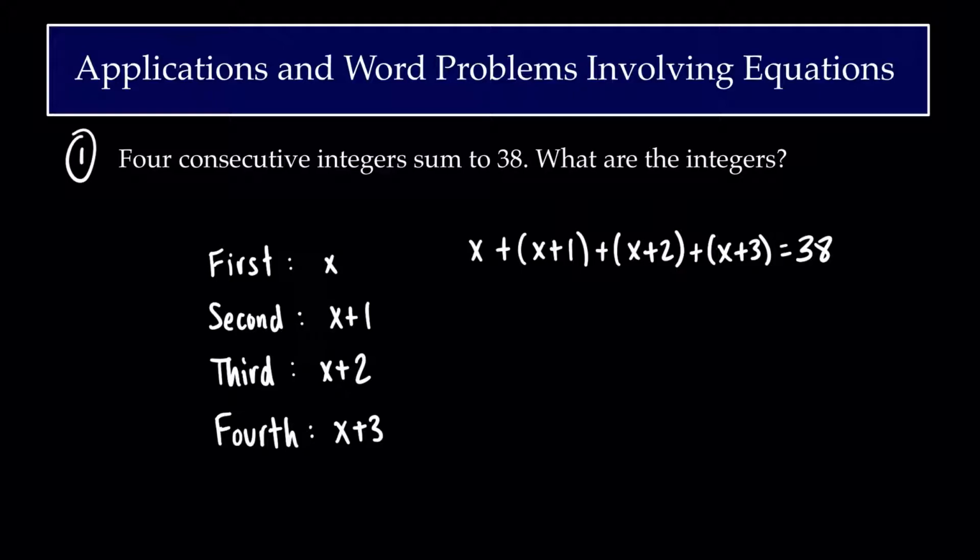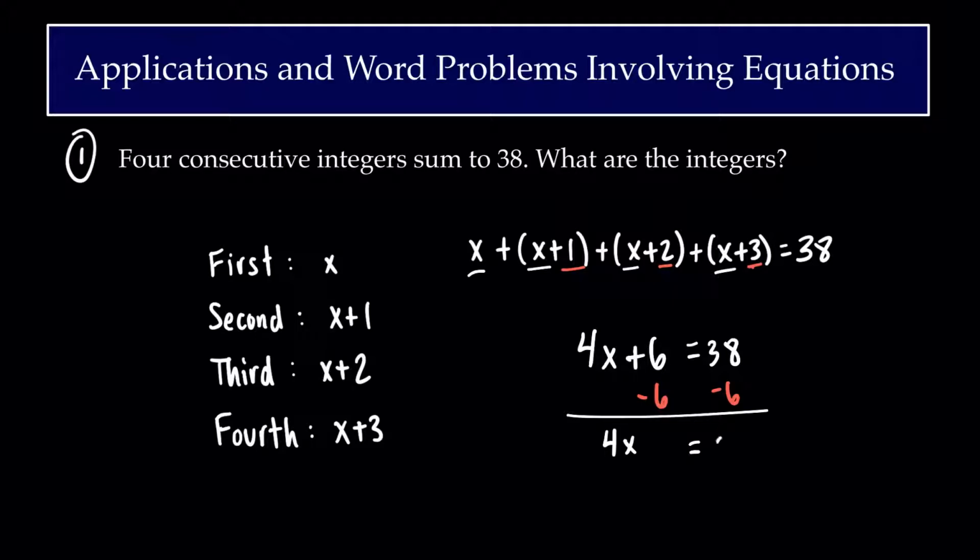All right, so let's look for some like terms here. I have 1, 2, 3, 4 x's, so 4x. And number-wise, I have 1 plus 2 is 3, plus 3 is 6. So 4x plus 6 equals 38. And we'll just solve from here. Subtract 6 on both sides. 4x must be 32. And divide by 4 on both sides. So x must be 8.